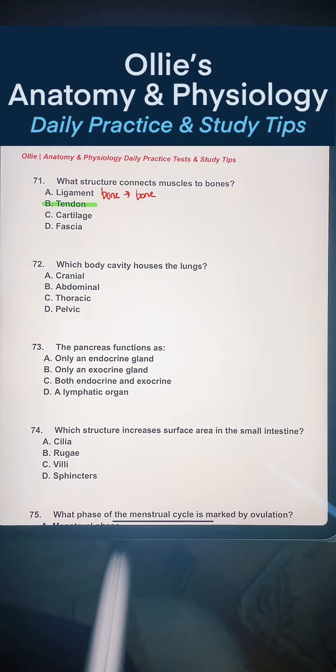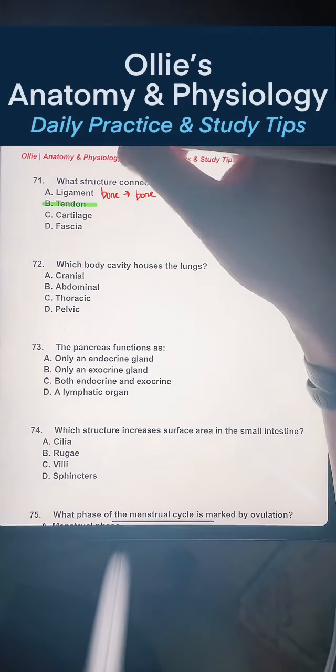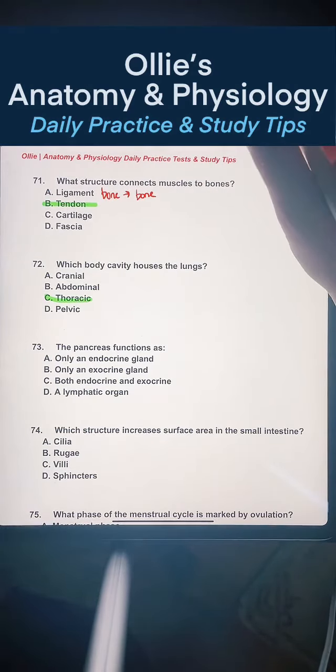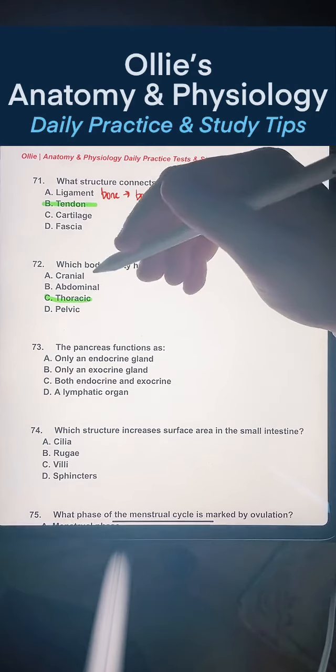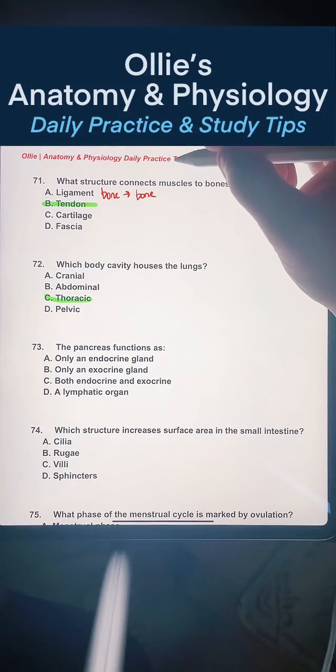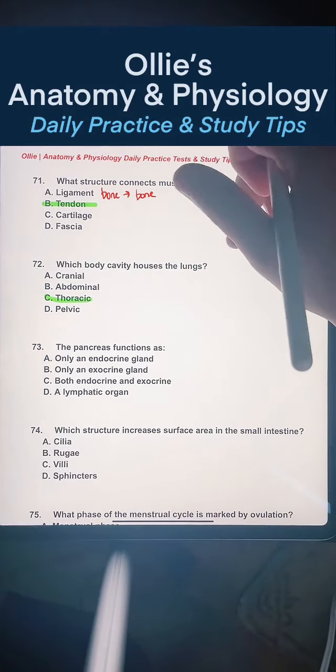C. Perfect, guys. It's C. It's the thoracic. So it's going to be our lungs, our heart, and whatnot. Cranial is the brain. Abdominal, that's going to have like your stomach, your intestines, liver, and whatnot. Pelvic is going to contain your reproductive organs and your bladder.